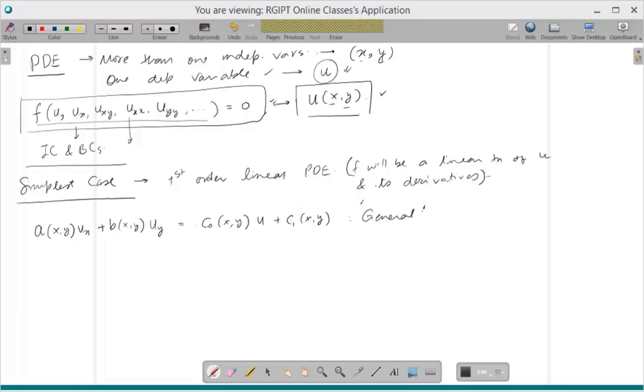This is the general first order linear PDE. First of all, it's linear because you have all the terms u, ux and uy appearing in the equation, and these appear linearly. They are not exponents of them, so there are no nonlinear terms, no product terms. And it's first order because the highest derivative here is the first derivative.